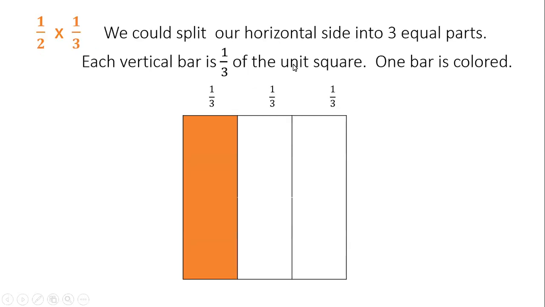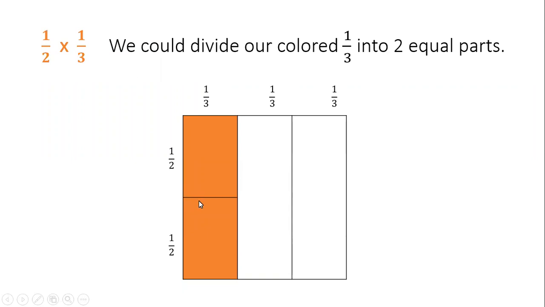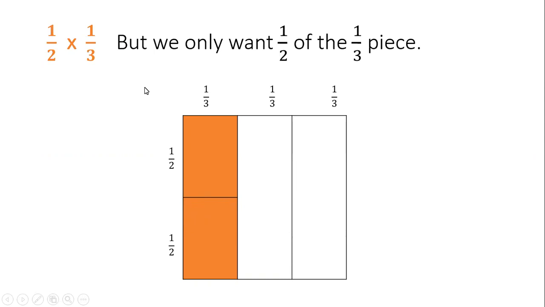We could split our horizontal side into 3 equal parts. Each vertical bar is 1/3 of the unit square. One bar is colored to represent 1/3. We could divide our colored 1/3 into 2 equal parts. But we only want 1/2 of the 1/3 piece. So let's outline that.